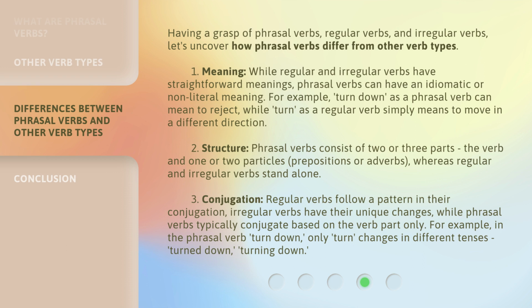3. Conjugation. Regular verbs follow a pattern in their conjugation. Irregular verbs have their unique changes, while phrasal verbs typically conjugate based on the verb part only. For example, in the phrasal verb turn down, only turn changes in different tenses: turned down, turning down.